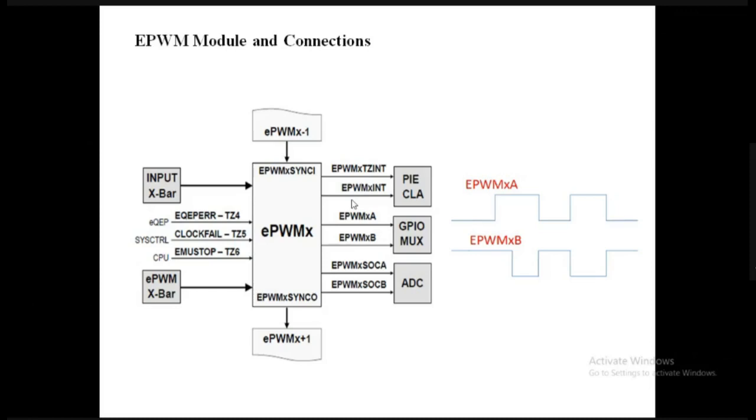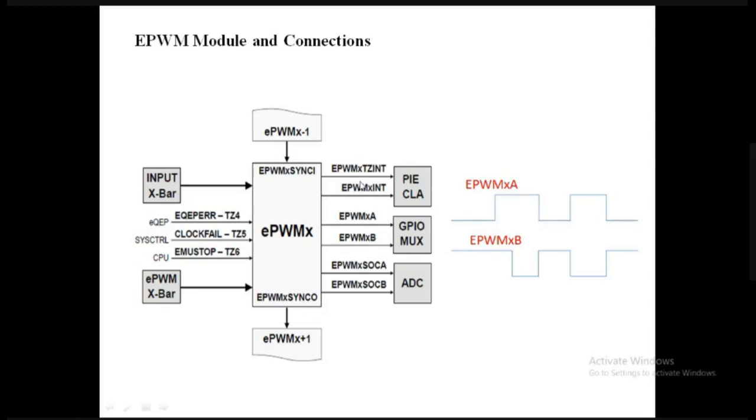And cycle-by-cycle feature means that if you have prescribed some rating of the current and that rating is reached when your PWM is on, your PWM will automatically be turned off. And once it has reached a certain lower limit, it will automatically start turning on again. Just like in a buck converter, during the turn-on period and turn-off period, your inductor current will rise with a certain slope and fall with a certain slope. So that slope you can define and you can use this trip zone for that.